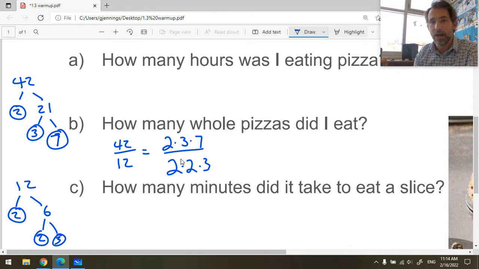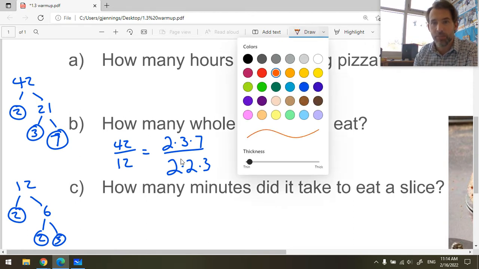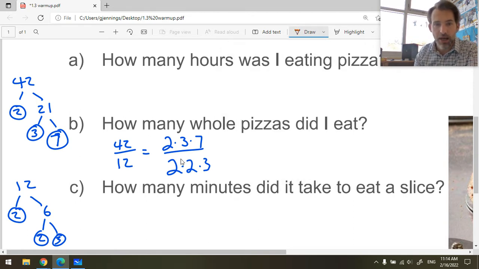Okay, cool. Now, I'm going to get my canceling pen out, my favorite pen to use. And I can see I can cancel one of these 2's on the top and one of these 2's on the bottom. I can cancel this 3 on the top and that 3 on the bottom.